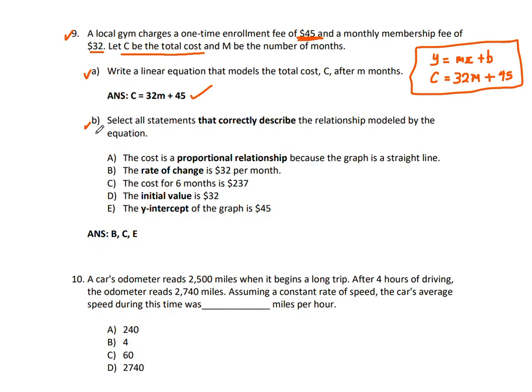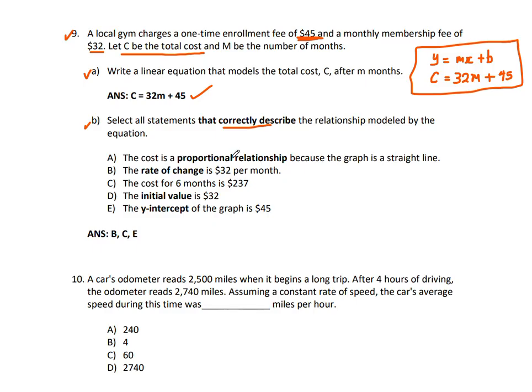Now let's look at part B of this question. It says we should select all statements that correctly describe the relationship modeled by the equation that we just wrote. The equation is C equals 32M plus 45. Let's see all that are correct in describing this equation. Let's analyze each of these.